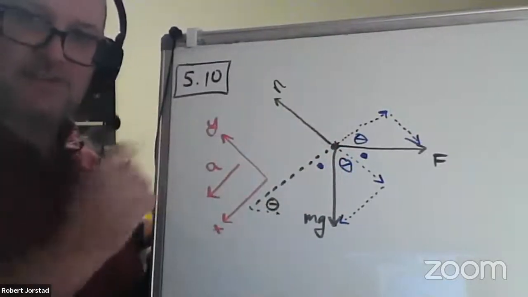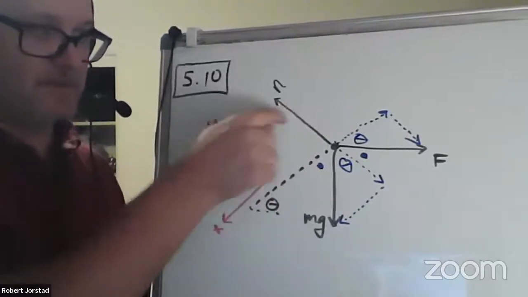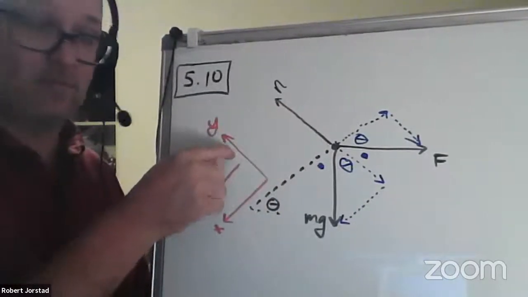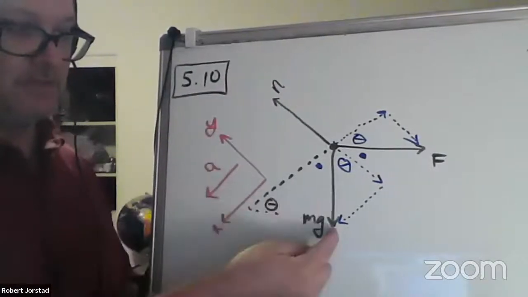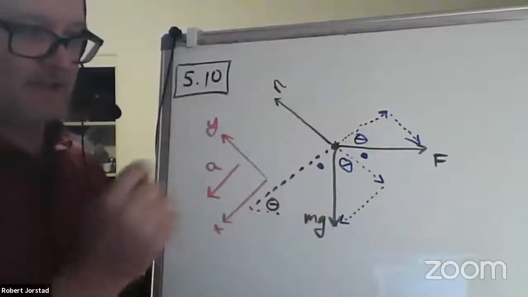Why did I choose these vectors to split up? N doesn't need to be split up because it matches the coordinate system, one axis of the coordinate system. MG does not match either one, that's why I split it up. F does not match either of these.